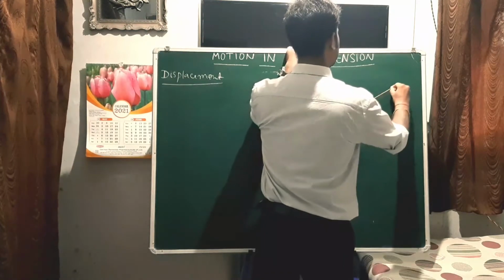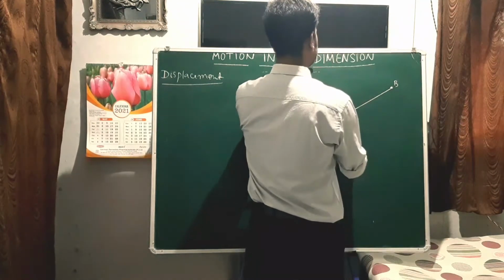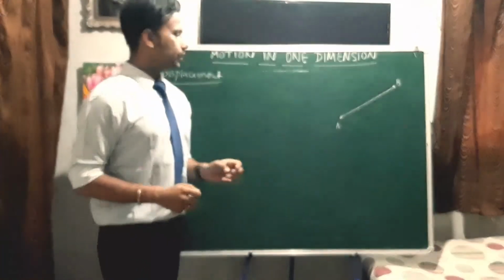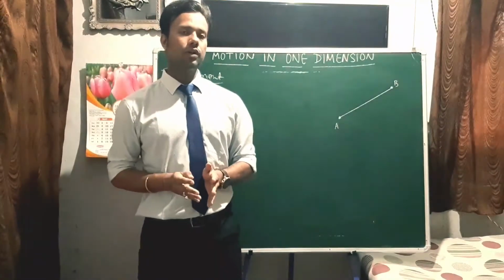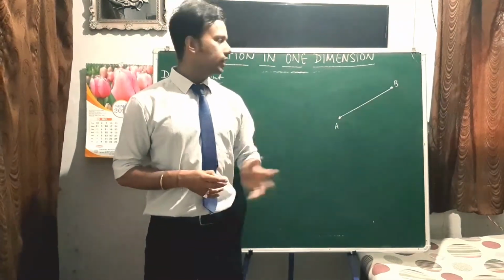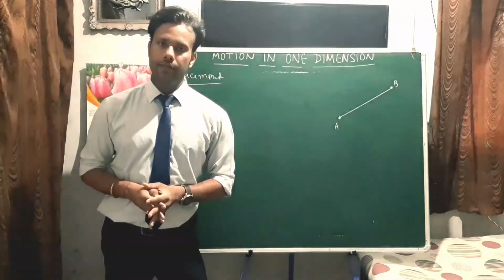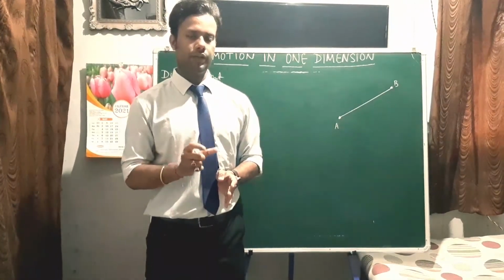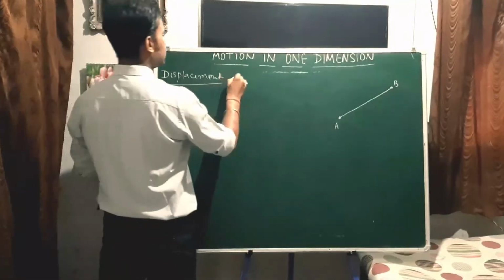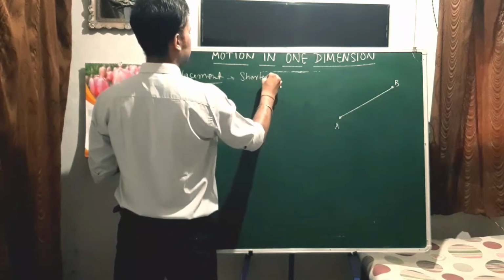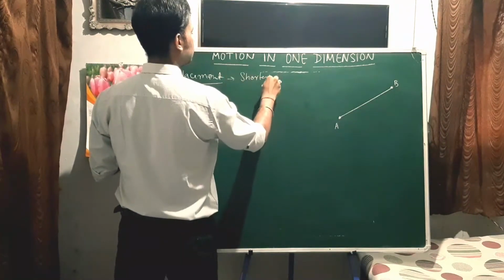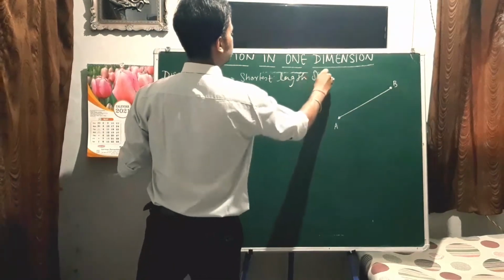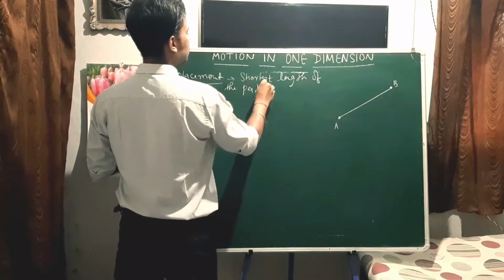suppose we have 2 points, A and B. If any body covers the distance with the length between A and B, covered in a straight line or by the shortest path, then the length between A and B is known as displacement, right? Or simply it is defined as the shortest length between 2 points. It is displacement, right? So it is the shortest length of the path, right?